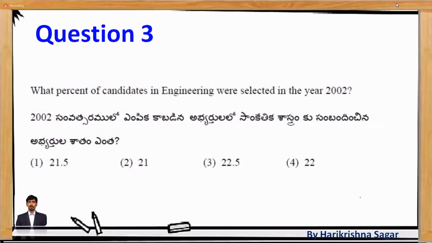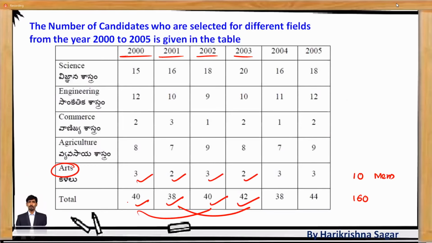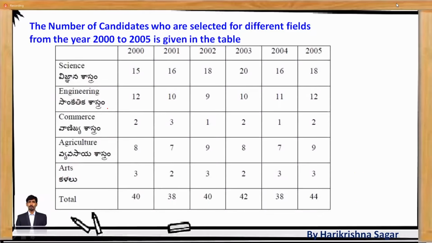So let's look at one more question which is available here. The question here is, what percentage of the candidates in engineering were selected in the year 2002? Let's look at 2002 from the data. Where is 2002? This is 2002. And where is engineering? This is engineering. So how many members are selected? 9 members are selected.